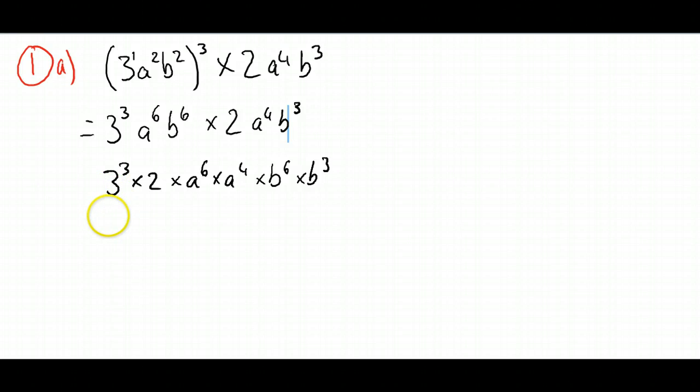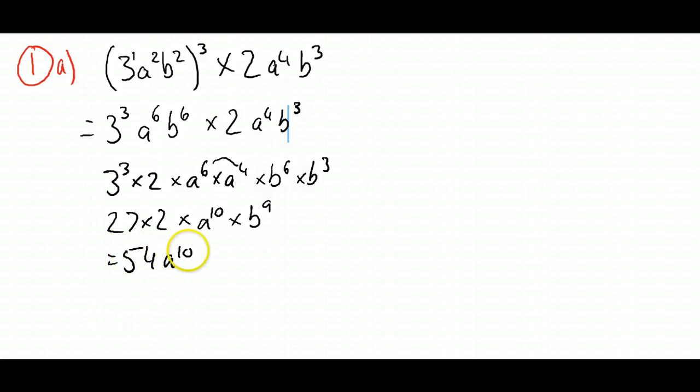3 to the power of 3 is 3 times 3 times 3, which is 27. And then that's multiplied by 2. A to the power of 6 times a to the 4, we add the indices together. So we get a to the 10. And then b to the power of 6 plus 3 is b to the 9. So this comes out to be 54 a to the 10 b to the 9.